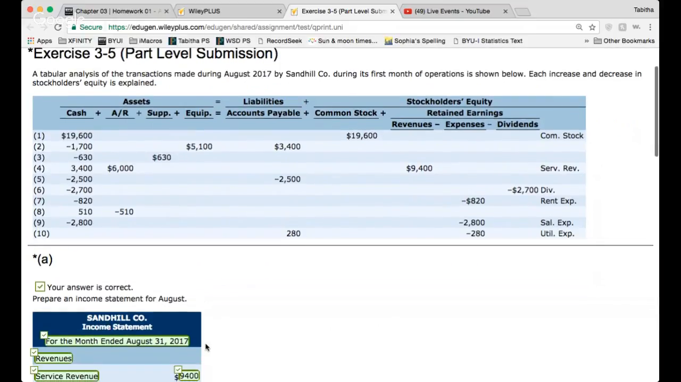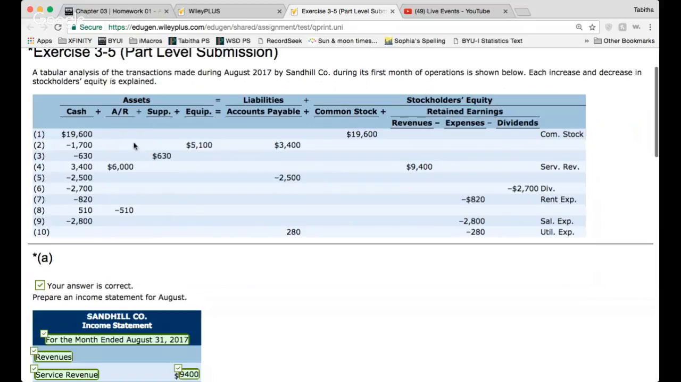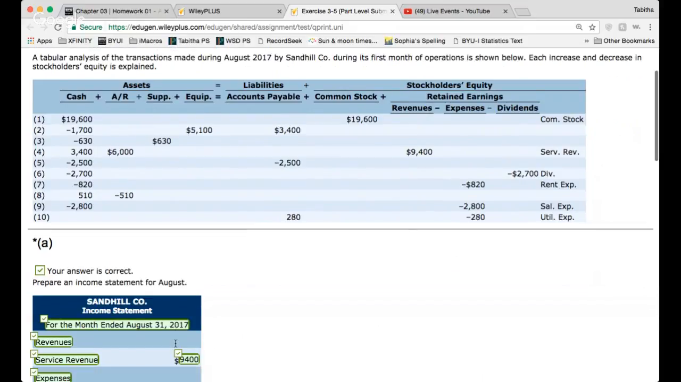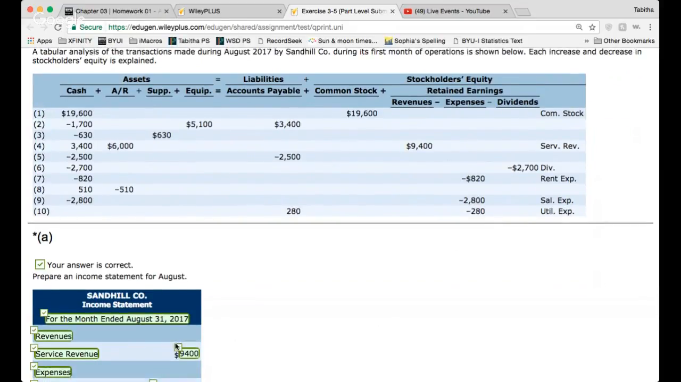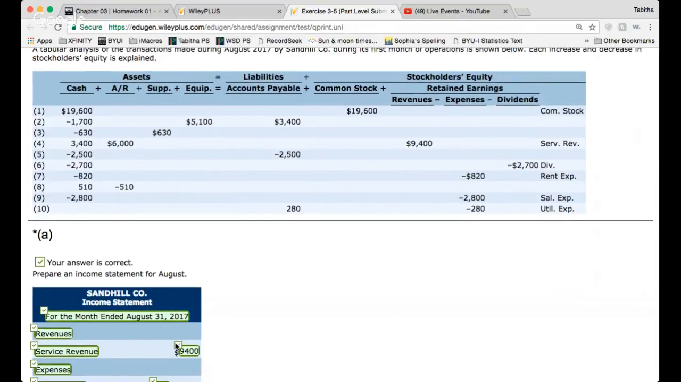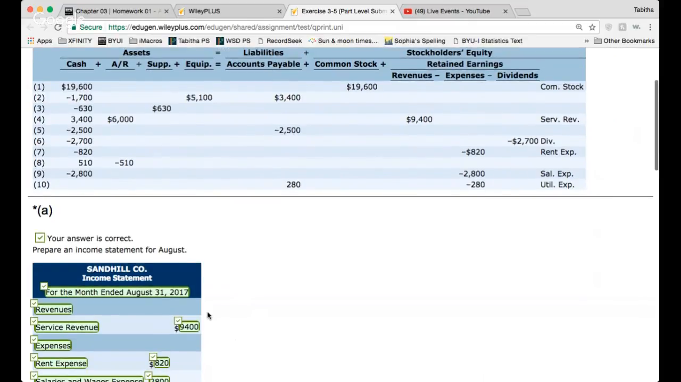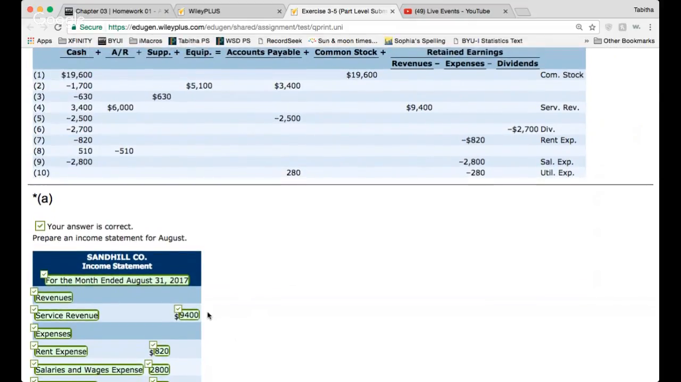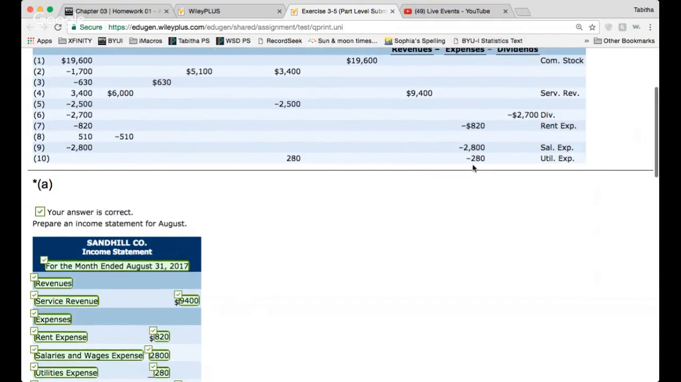So we start with our revenues, which we have the service revenue here of $9,400. So we put that into our statement here, and that's the only revenue that we have for the month. Then we move on to our expenses. We have a rent expense of $820, our salaries and wages of $2,800, and our utilities expense of $280. And you'll see all those right here, the rent expense, salaries, and utilities, all under the expenses column.